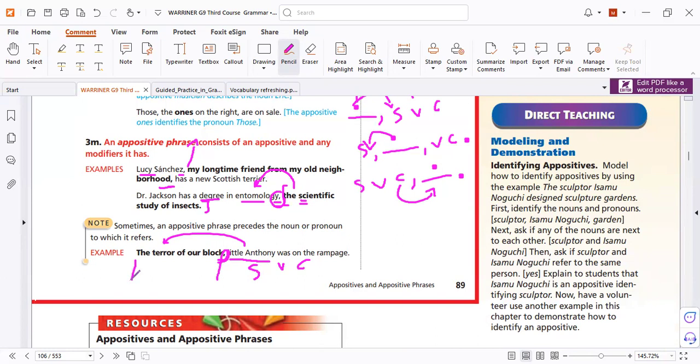So the comma is very important. If you delete it, the meaning will change completely. So be careful.